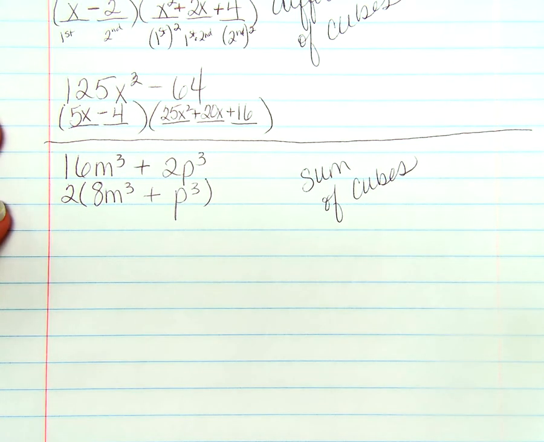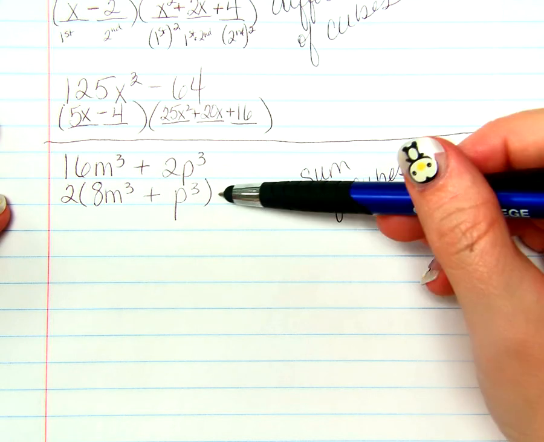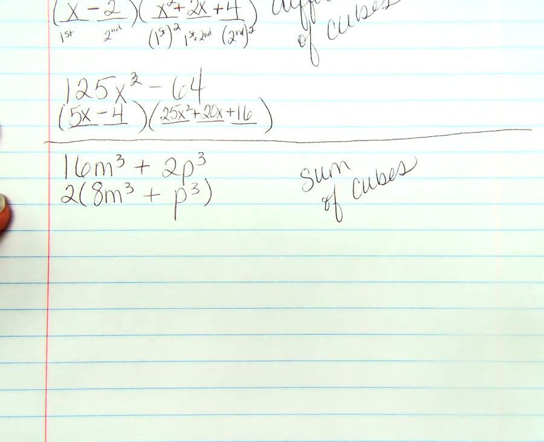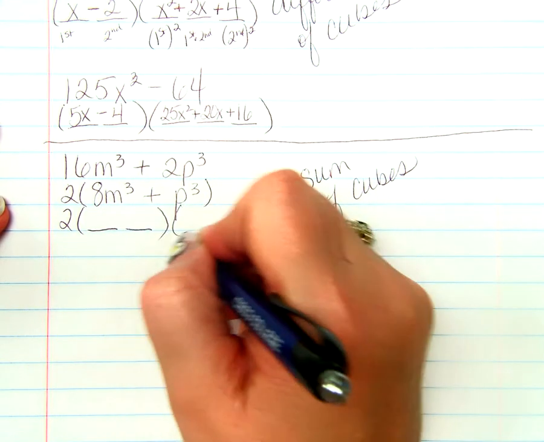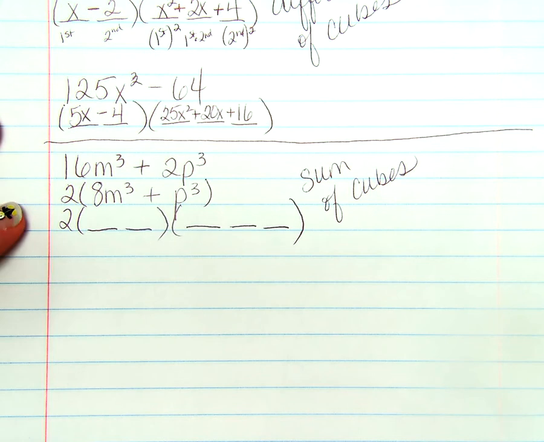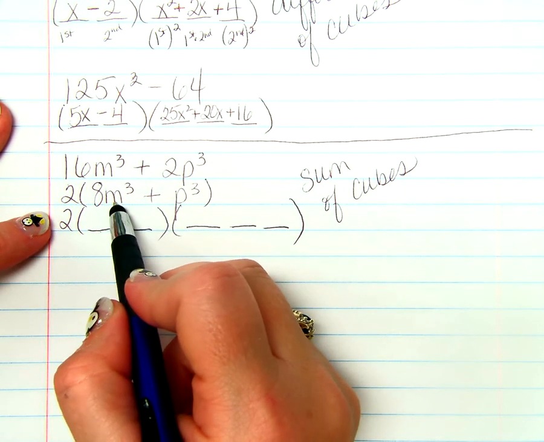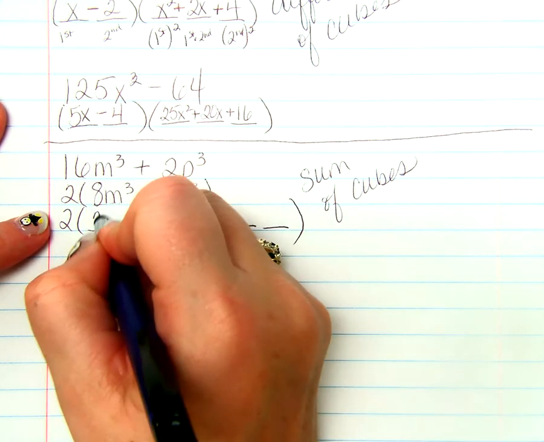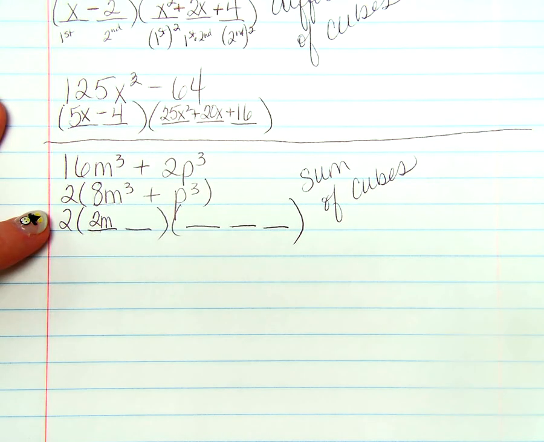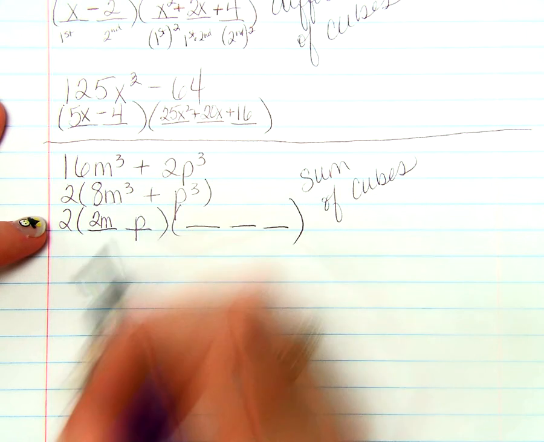Here's the good thing. When I taught you how to do difference of cubes, I didn't teach you a formula, did I? I taught you a pattern. And the good news is that sum of cubes follows exactly the same pattern. So we end up with what? Binomial, trinomial. Good. What goes here in the binomial? The cube root of this term is 2m. Excellent. The cube root of this term is p.